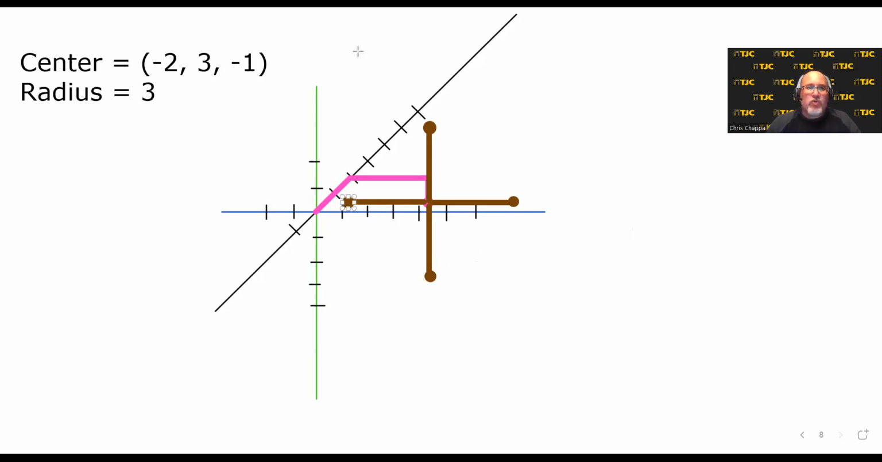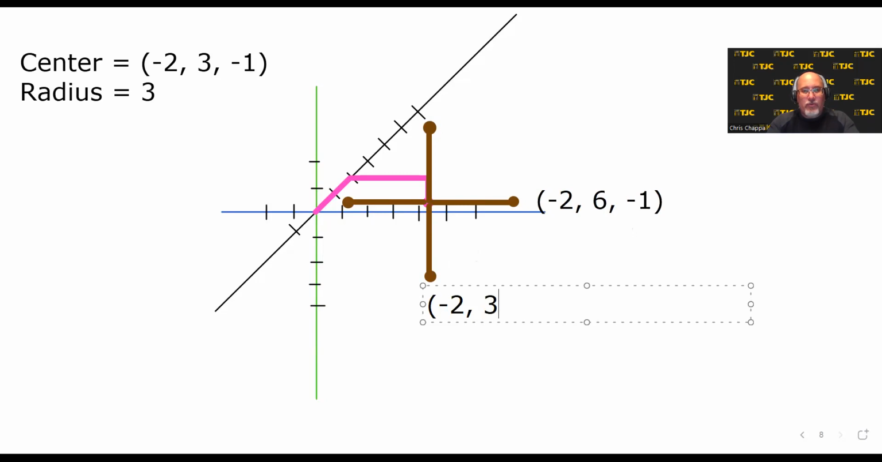So for example, this one on the right is 3 in the positive Y direction from the center. So instead of being -2, 3, -1, it went 3 in the positive Y direction. So this would be 6. Or this one down here, the center was at -2, 3, -1, and we went 3 in the negative Z direction. So our Z would go down by 3 and become -4.